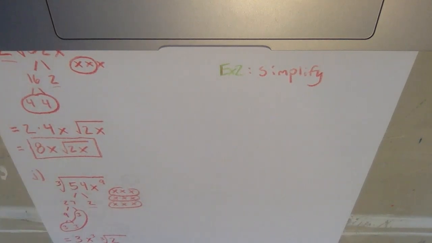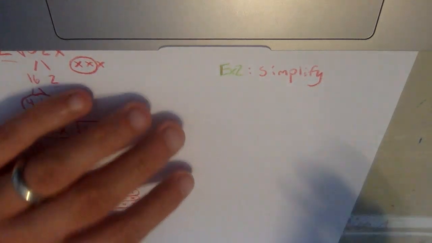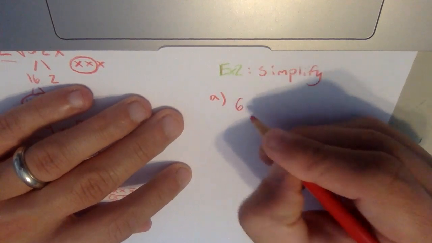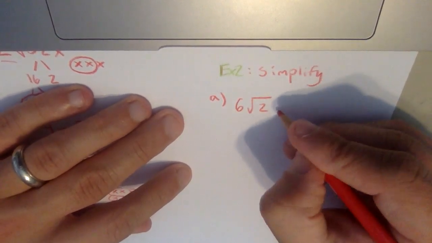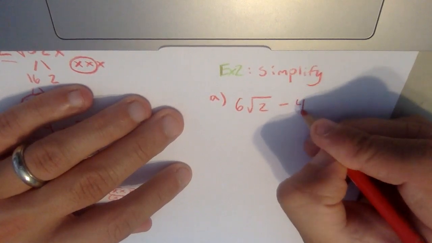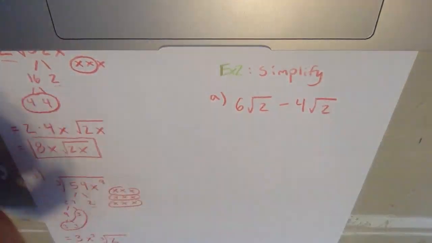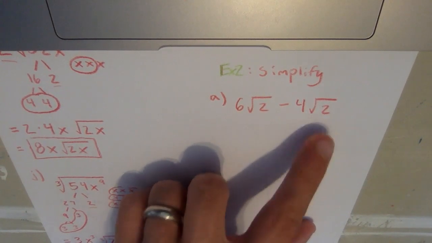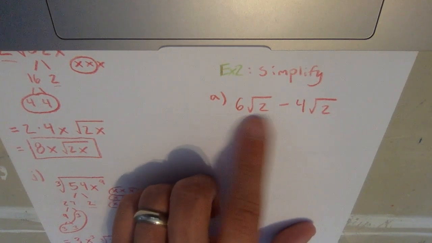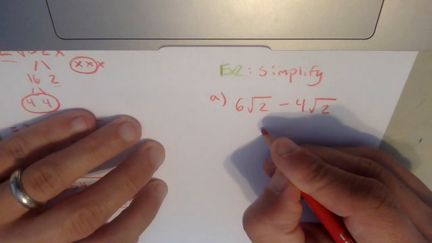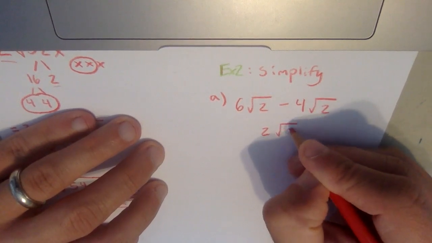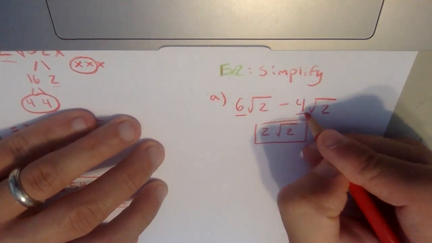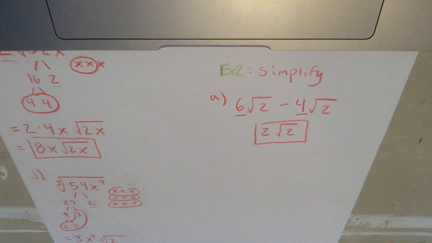And basically we can add radicals kind of like adding like terms. So the first couple won't be too bad. We'll call this letter A. If I've got something that looks like this, 6 square roots of 2 minus 4 square roots of 2, then I can just combine those like terms. Since they're both square roots of 2, I'm just going to do 6 of them minus 4 of them. Well, that'll leave me 2 square roots of 2. So I just took 6 minus 4, okay, and it left me with 2 square roots of 2.